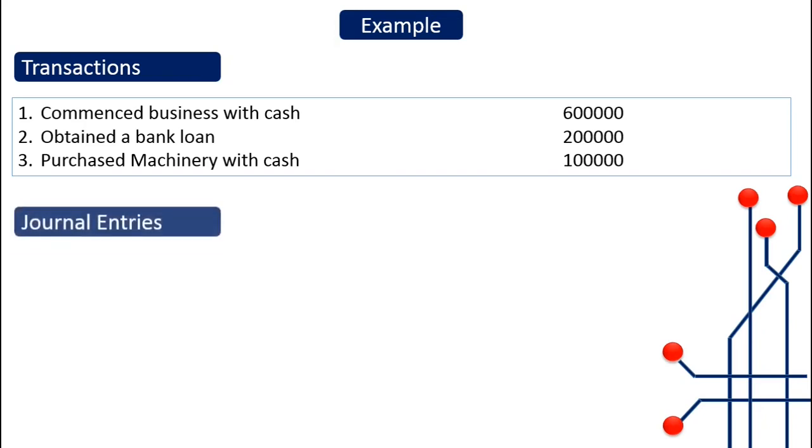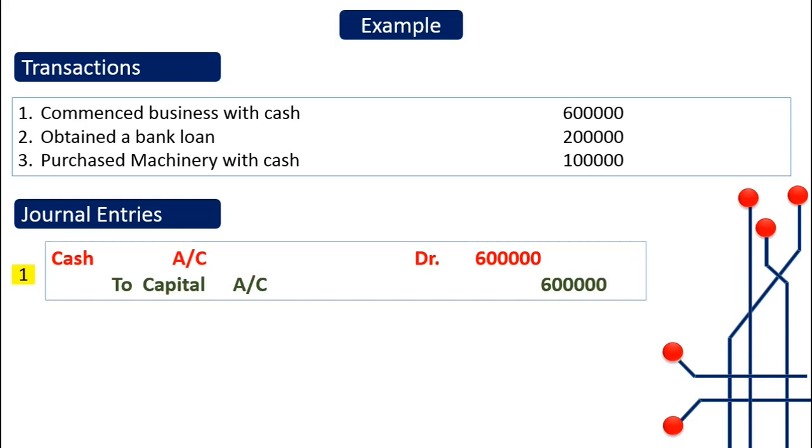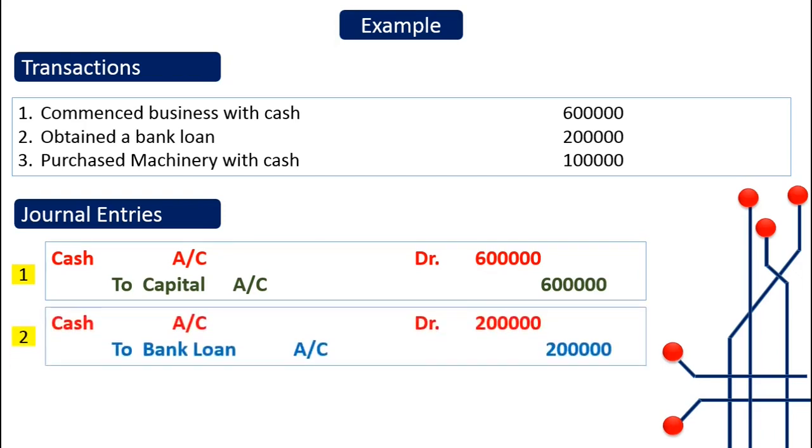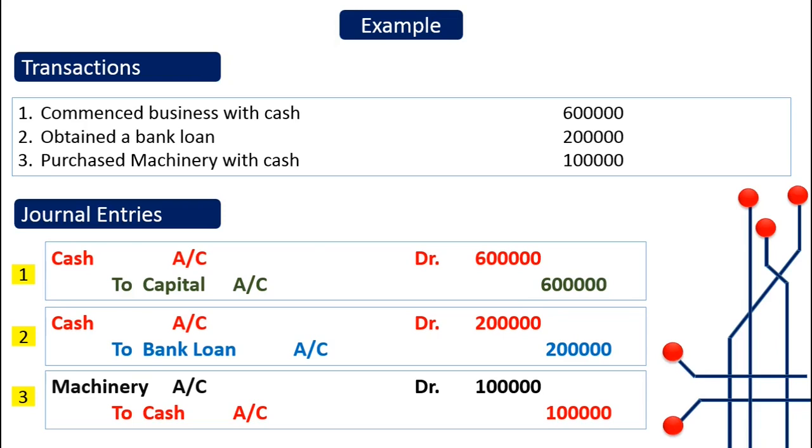The journal entry for the first transaction is cash account debited to capital account, or cash account is debited and capital account is credited. For the second transaction, the journal is cash account debit to bank loan account, and the journal entry for the last transaction is machinery account debit to cash account, or machinery account is debited and cash account is credited. If you desire to know how journal entries are made, then please watch the videos on rules of debit and credit and journal entries. For these three transactions, you may have noticed that cash account appears in all the three journals.